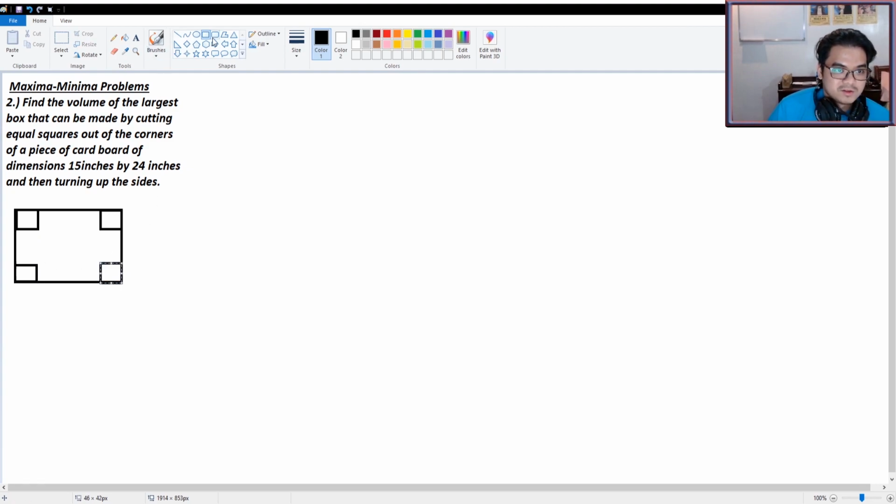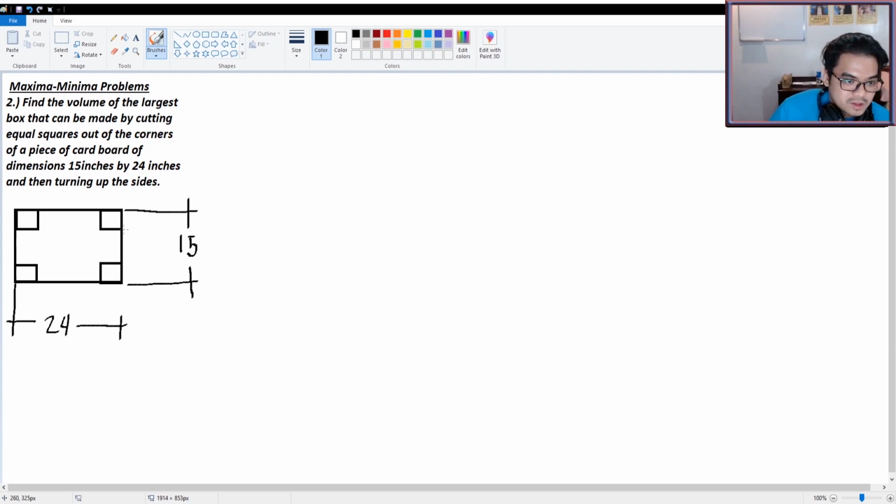So it will look like something like this. But now remember that this side will become, since that is the longer side, 24. This is 24 inches, and then this side will be your 15 inches. Okay, so still these squares are equal squares, and let's still say that each side will be x. So this will also be x.